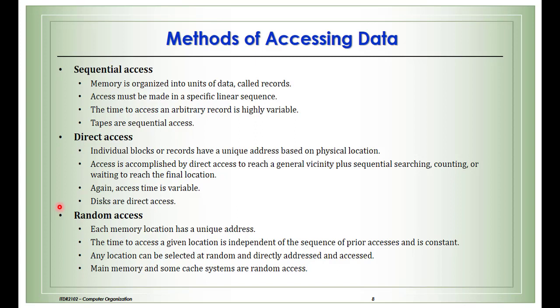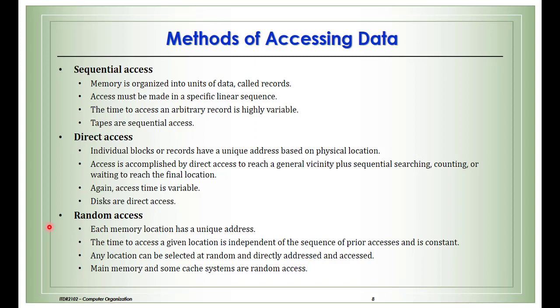Method of accessing data. Now if you have a memory, how can we access the data of the memory, how can we read and write the memory? We have three methods. The first method is called sequential access, the second is direct, and the third is random access. The example of sequential access is the tape.